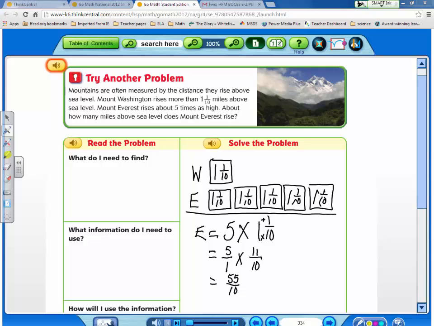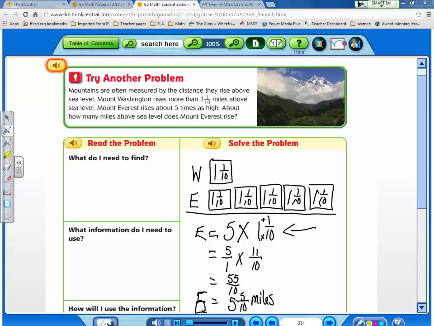We cannot leave that as a fraction greater than 1. So we divide, and 10 goes into 55 5 times, and that would be 50. 55 minus 50 is 5 left over, and we keep our denominator of tenths. So Mount Everest, that's an E for Everest, is about 5 5/10 miles high. And we'll label our answer miles. So we're working on writing the equation from the picture.